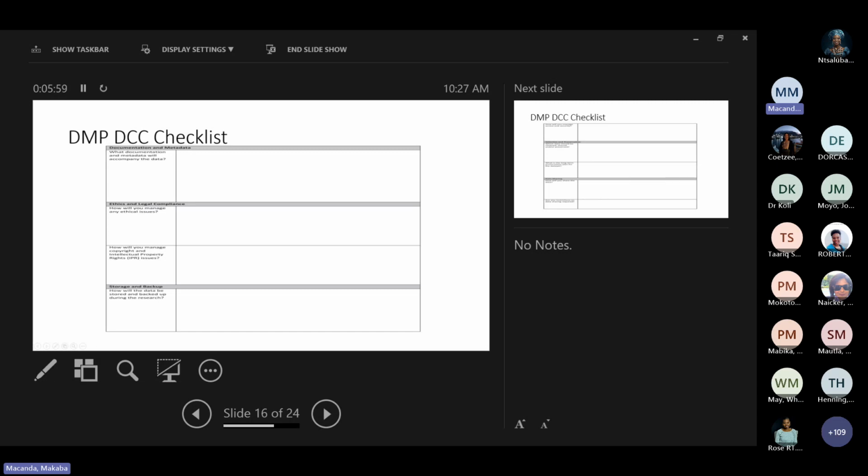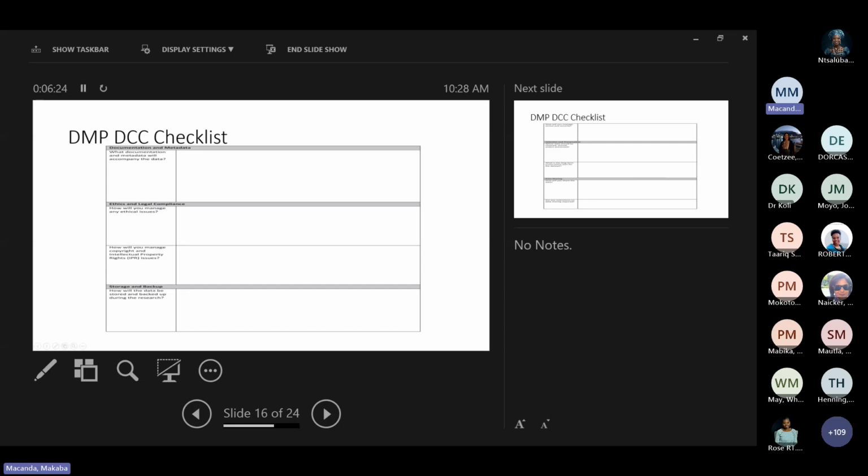And ethics and legal compliance: who will manage any ethical issues? I think the research ethics and integrity office are the best placed people to answer such questions. How will you manage copyright and intellectual property (IPR) issues? Storage and backup: how will the data be stored and backed up during research?